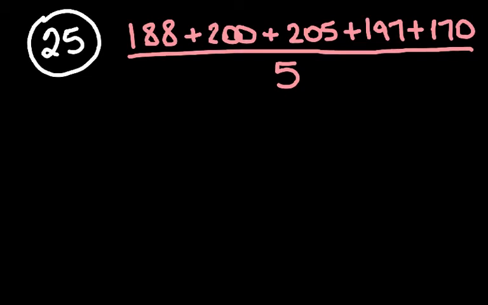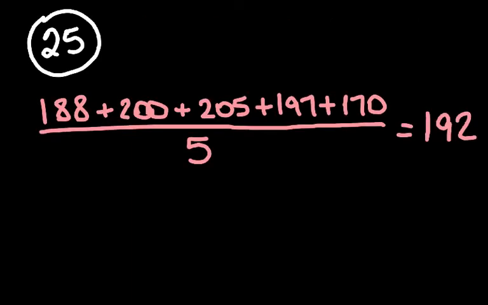We haven't covered this lesson yet, but it's coming up pretty soon. It's not hard to do, it's just a little time consuming. The first thing you're going to do is find the average of all 5 numbers, or what we call the mean. Go ahead and write it down and then put it in your calculator. 188 plus 200 plus 205 plus 197 plus 70, and divide that by 5. That should give you 192.